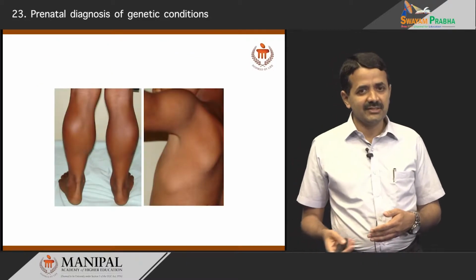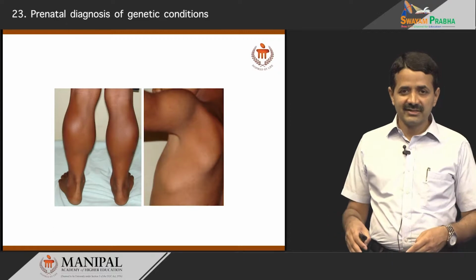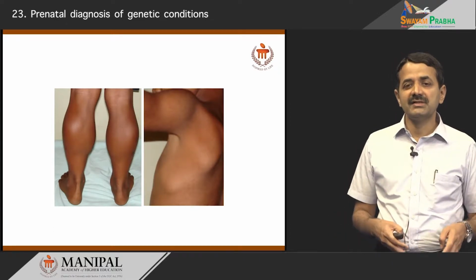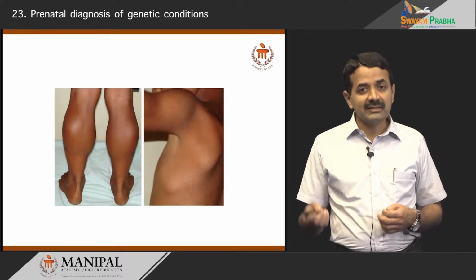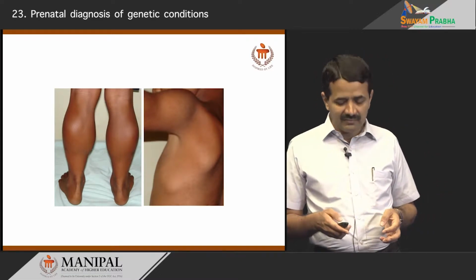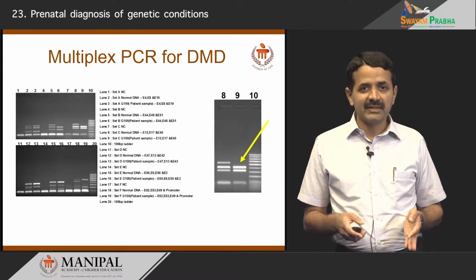One example is Duchenne muscular dystrophy, where children have progressive muscle weakness, hypertrophy of the muscles, and then usually succumb to death in their second decade. It can be done in several ways. I will give one example where it can be done by multiplex PCR.